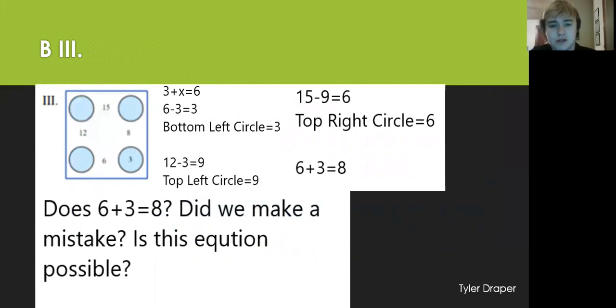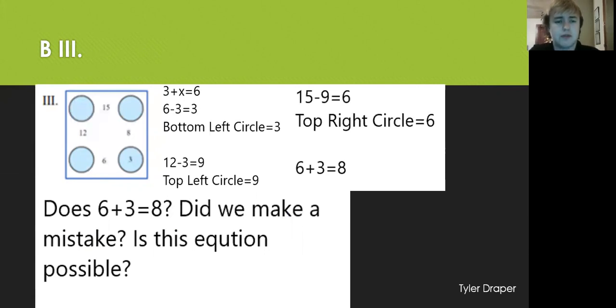Then our top right circle. So 15 minus, we already identified top left as 9. So 15 minus 9 would equal 6. So our top right is 6. And 6 plus 3 equals 8. Does 6 plus 3 equal 8? No, 6 plus 3 does not equal 8. So we see that either we made a mistake or this equation is not possible.